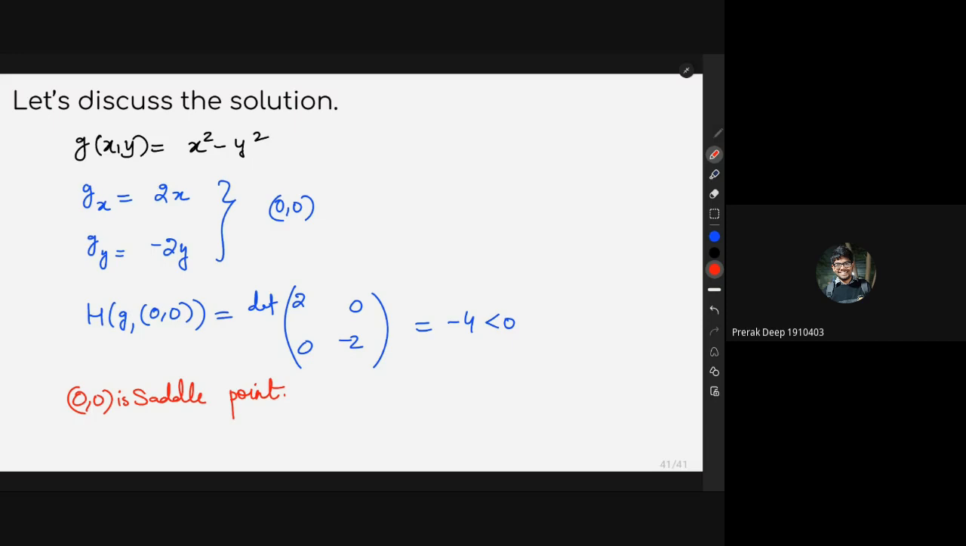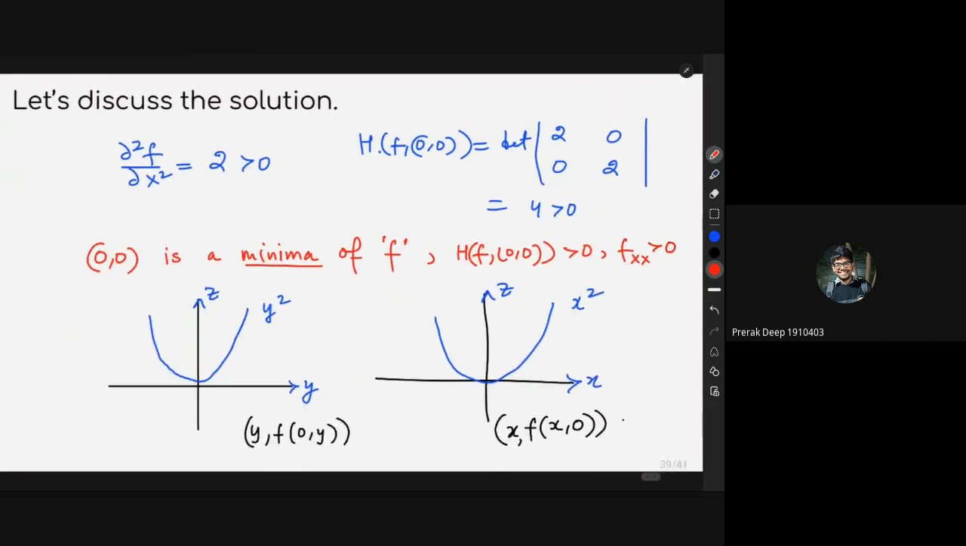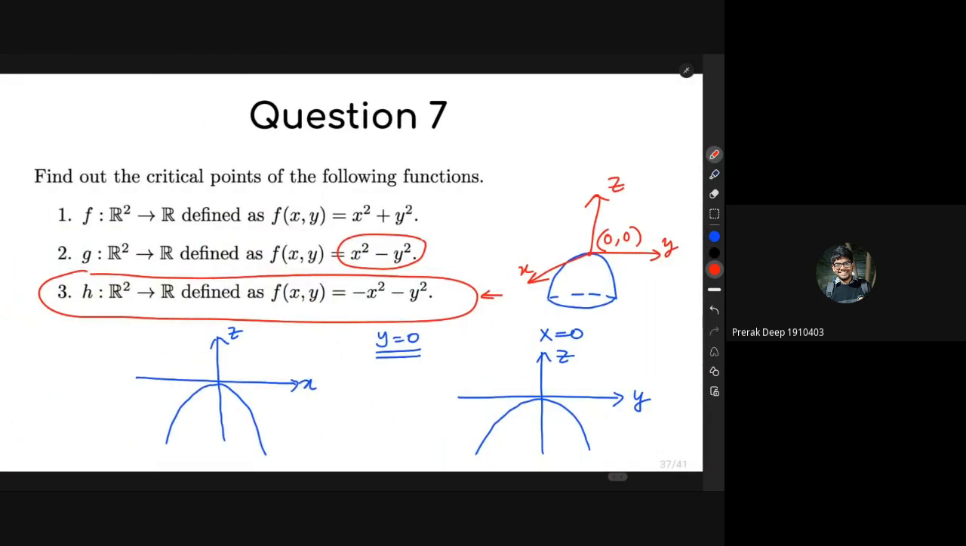Okay, so a similar observation can also be made in the case of G, where you have a saddle point. So this gives you the minima, this gives you the saddle point, and this gives you the maxima. Okay, so I hope this makes sense to you.